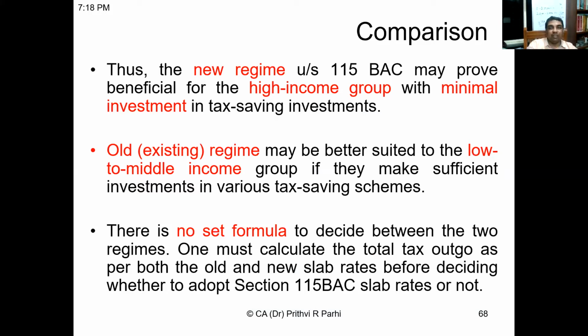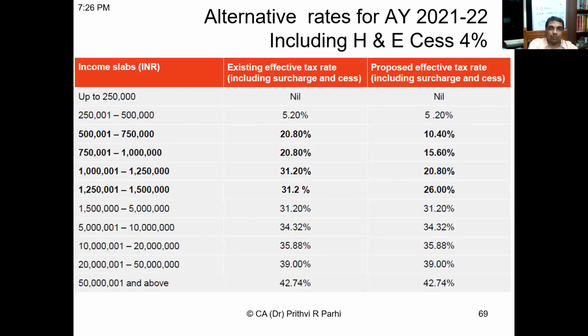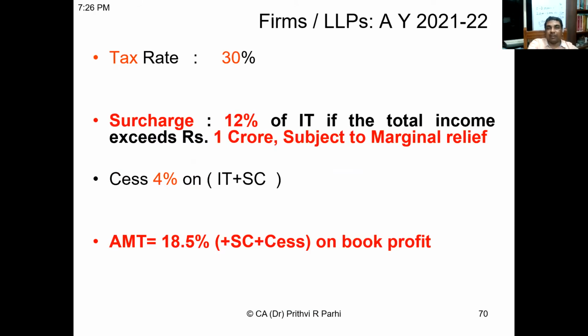If investment is minimal, then the 115BAC new scheme may be better. Otherwise, the old scheme is better. There is no set formula to decide which scheme is better. In each case you have to try yourself. Here is one more comparison, but that may not be relevant. Okay, friends, I think you got a fair idea about this.